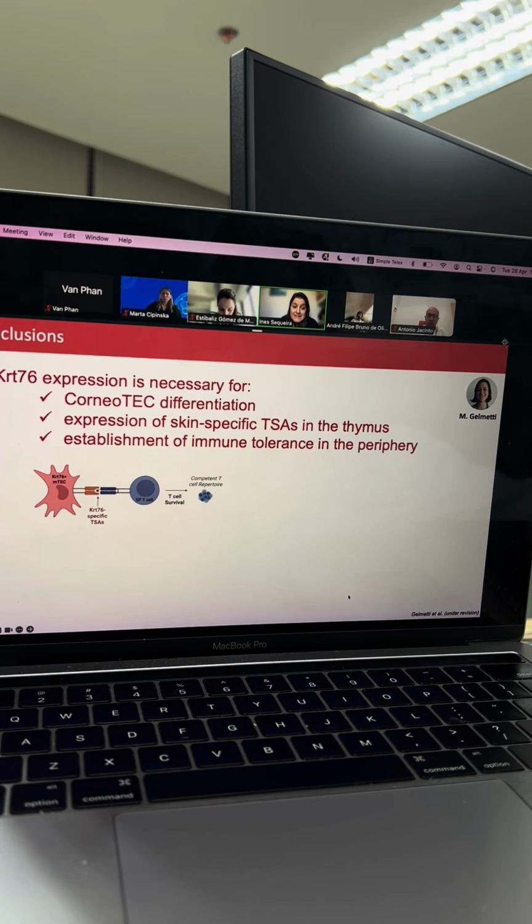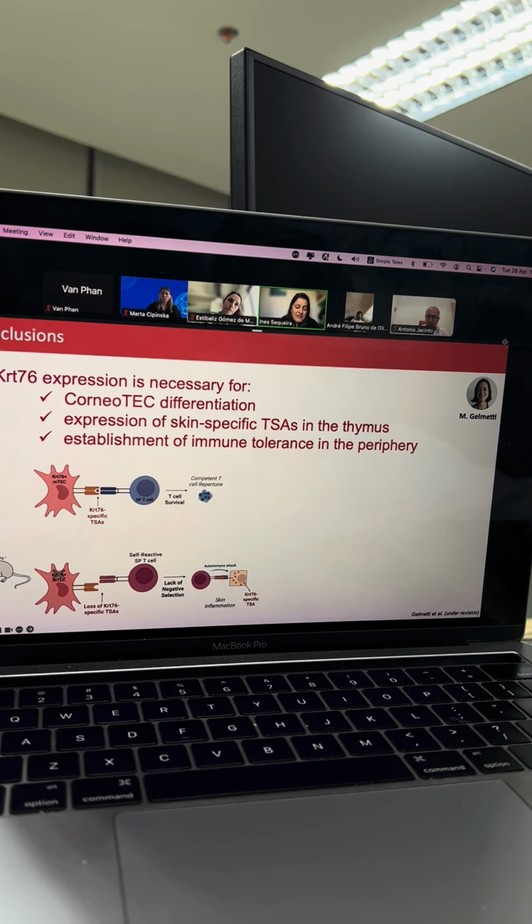So mechanistically, what's happening is that the keratin 76 mTECs specifically express skin TSAs, and then when the T cells bind with a high affinity to those, they die, or if they have a weak affinity, they go into the periphery to form a competent T cell repertoire.